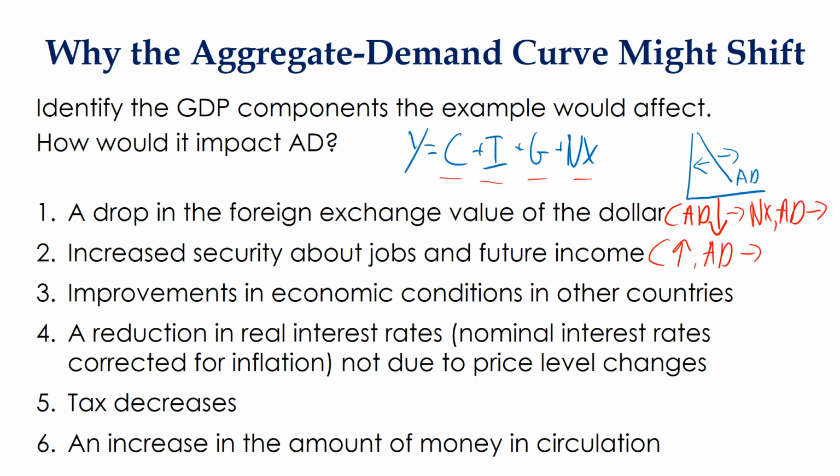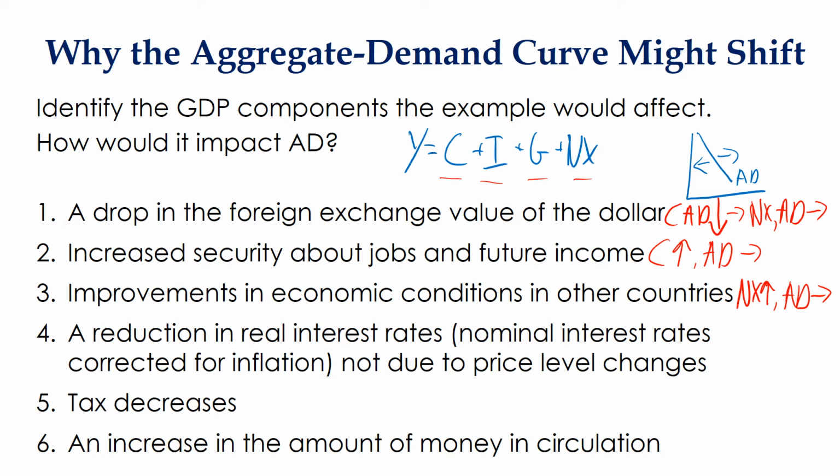to the right. And number three, improvements in economic conditions in other countries. You got it. It's going to affect NX, net exports, right? And so net exports will increase because more foreigners will be able to buy our goods. And what's going to happen to aggregate demand? Good job. It's going to be shifting to the right.